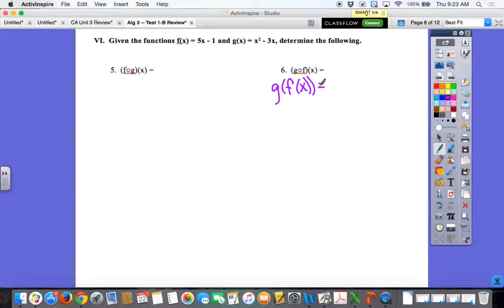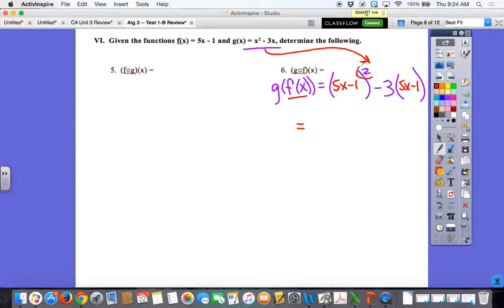This just means you take the f function and put it inside the g function. So start by writing your g function. Just wherever there's an x, swap it for parentheses. Okay? You see how that correlates? Now go back and put the f function inside. So 5x minus 1, 5x minus 1.